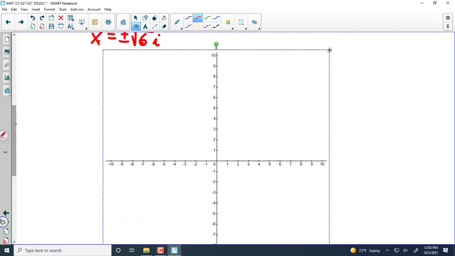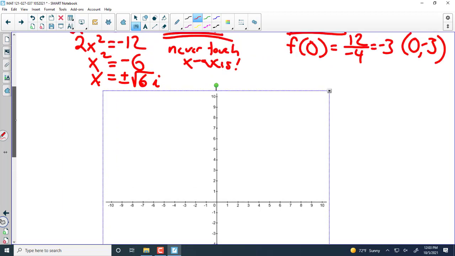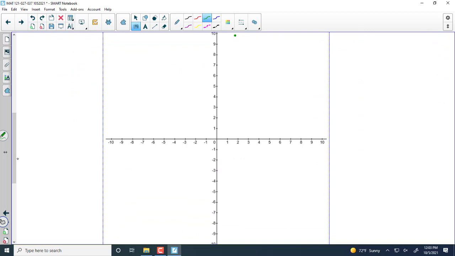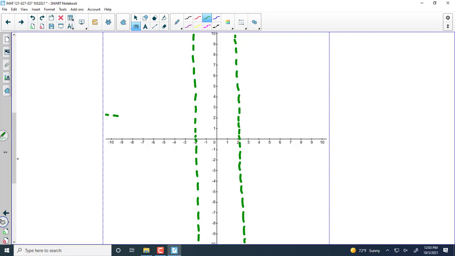I'm going to put my asymptotes on here. I had vertical asymptotes at negative 2 and 2. And I had a horizontal asymptote at y equals 2. And for the purpose of us all feeling okay about this thing, I'm going to go ahead and label every one of these so we all know what's going on.